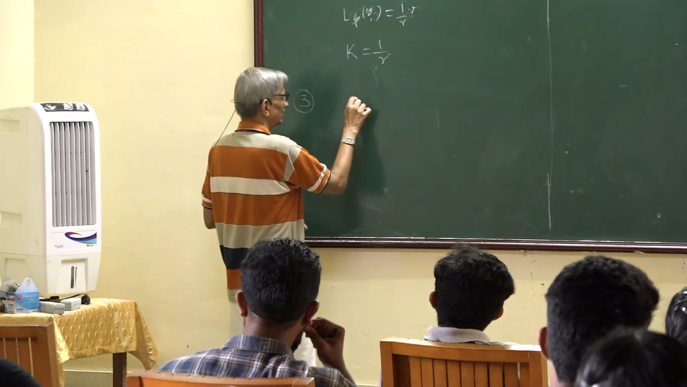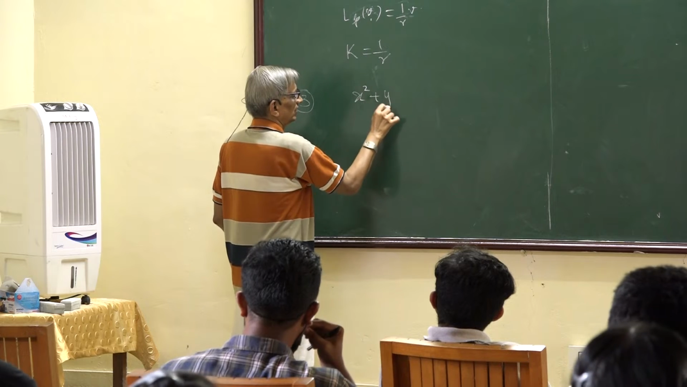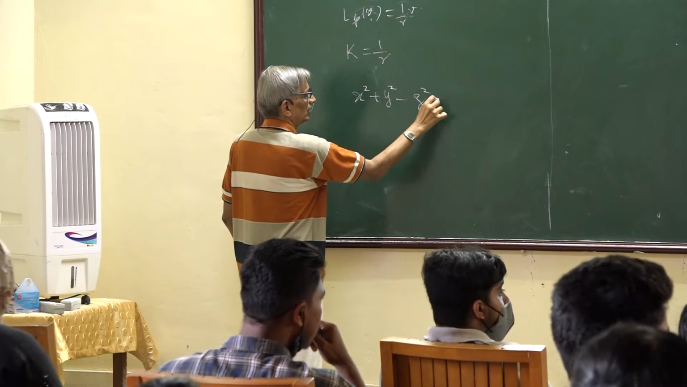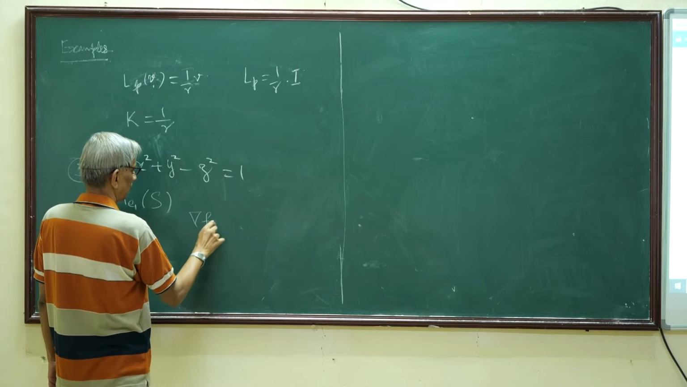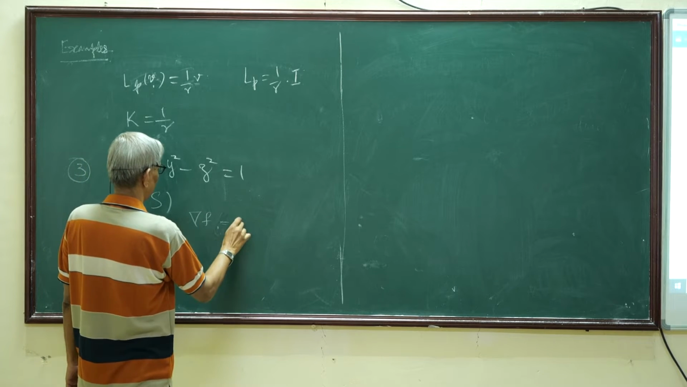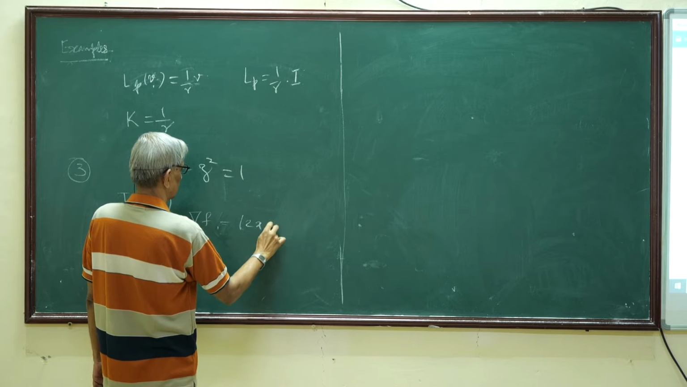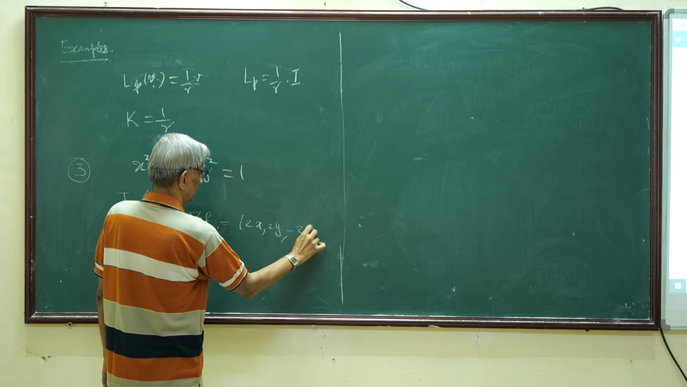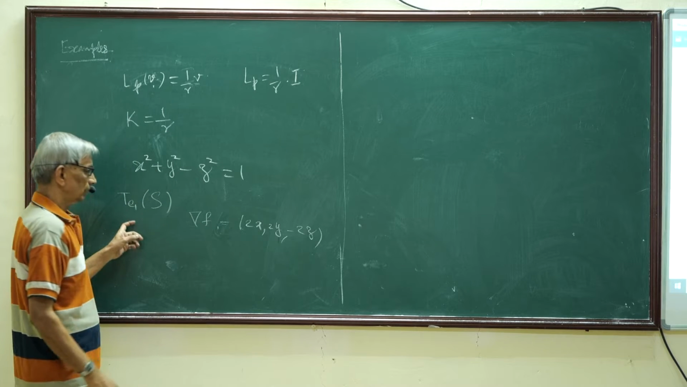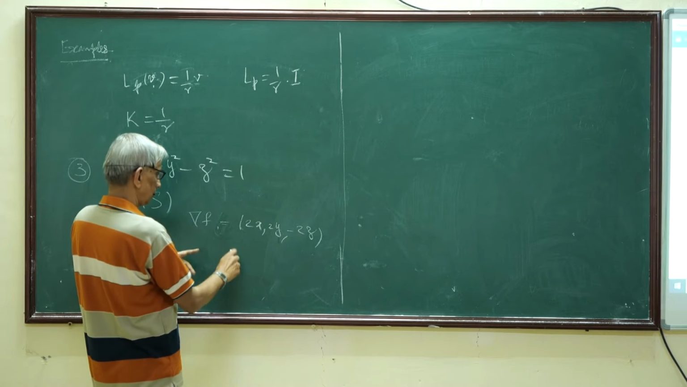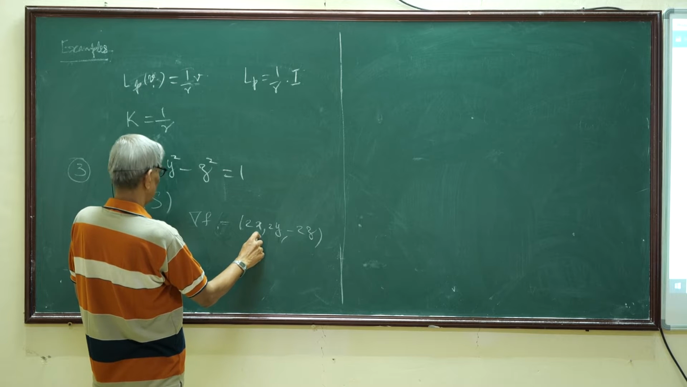Let's look at the hyperboloid. See whether you can do any calculation on this. So look at the point (1, 0, 0). Del f, the gradient, is (2x, 2y, minus 2z). At e1 this is going to be (2, 0, 0).